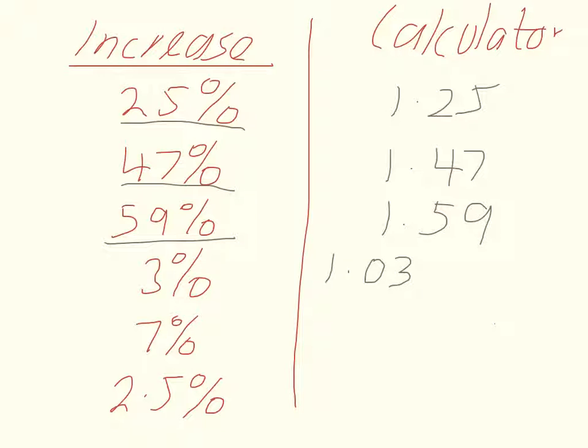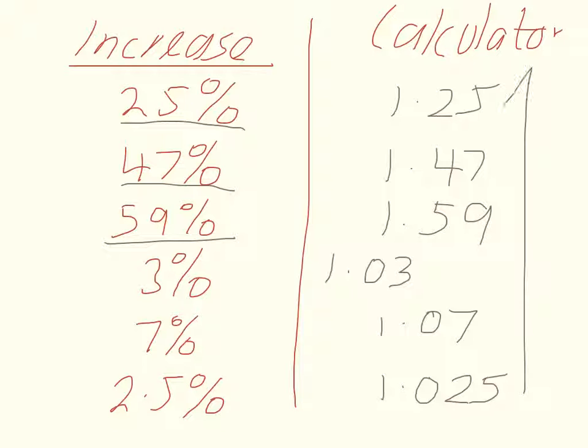Right, what's next? 7% is 1.07, and 2.5% is 1.025. 2 goes in that column, and 5 goes in that column. So if you can work out this, which is called the multiplying factor, it will make your life a lot easier. Okay, so that's how you would increase an amount by a certain percentage.